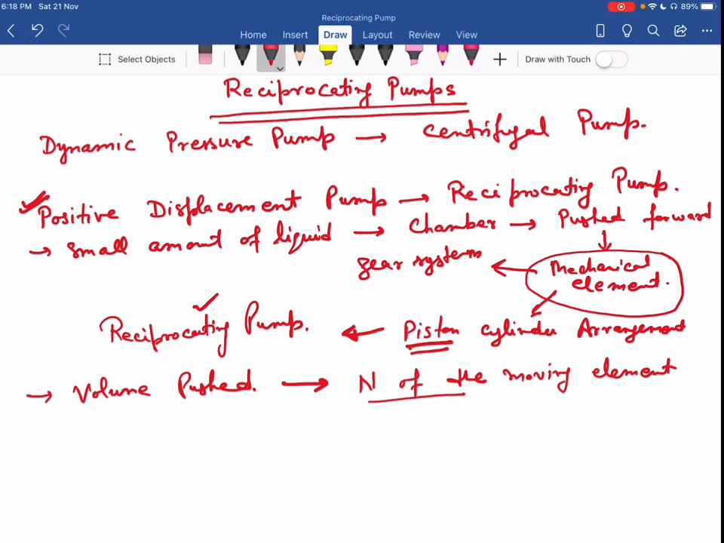But nowadays the use of reciprocating pumps is limited, and they are replaced by centrifugal pumps. But in industry, in some applications, this reciprocating pump is still used. Normally these are used in situations where we have to extract liquid from deep down, and at the outlet we require low discharge. For oil extraction or oil drilling, we can use reciprocating pumps.